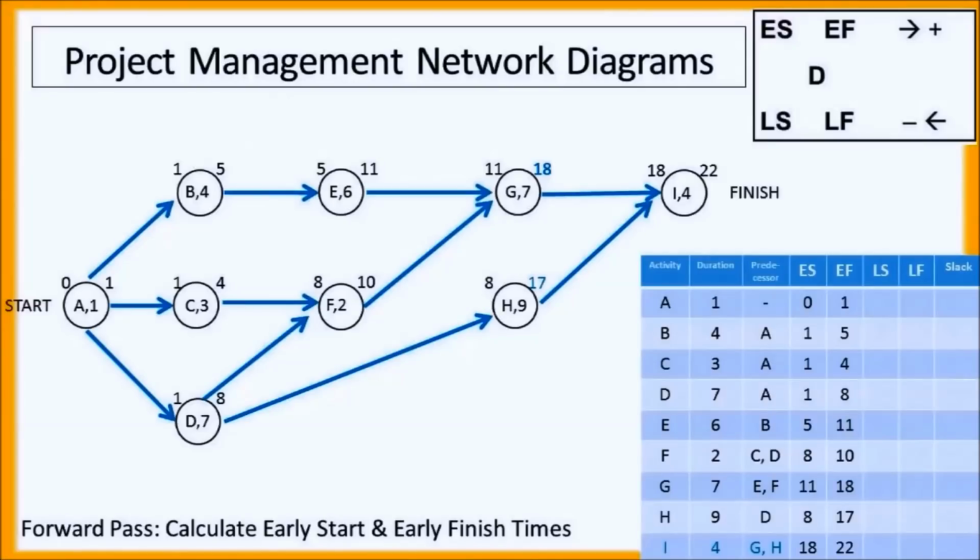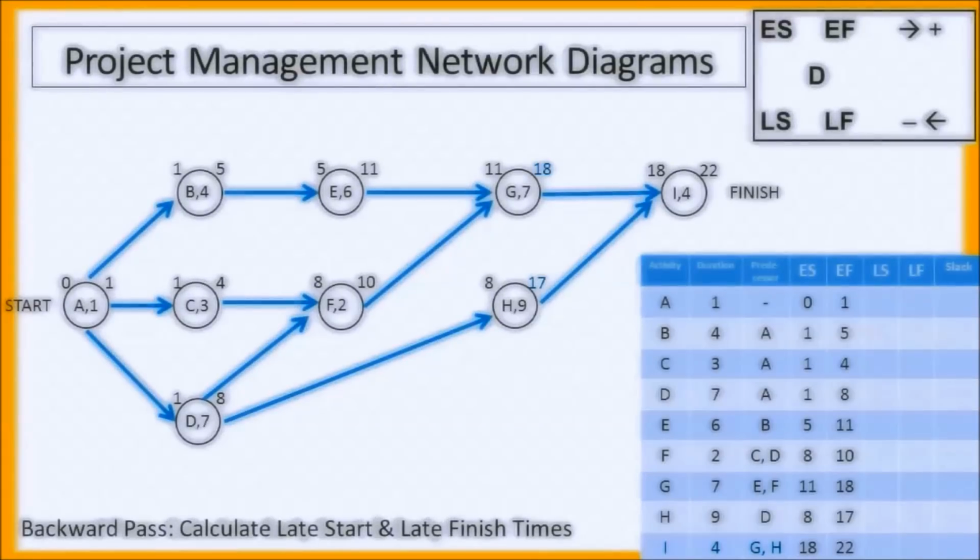Finally, task I has 2 predecessors, so we must look at both. Task I can only be started once task G and task H are finished. Now task H finishes at time 17, task G finishes at time 18, and so task G is kind of the limiting activity here. Activity G finishes later, so task I can only be started once task G is finished. So task I will begin at time 18. It lasts for 4, and so it will finish at time 22.